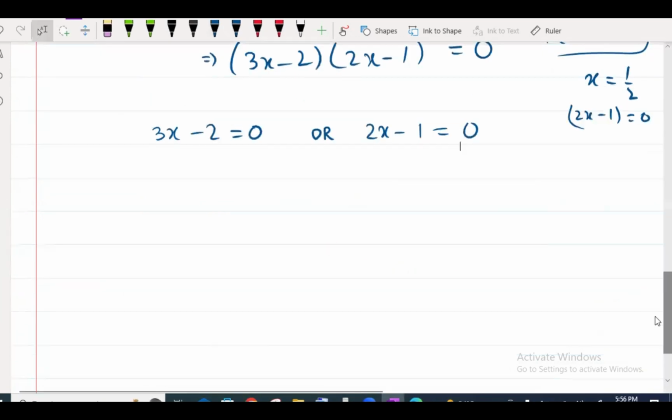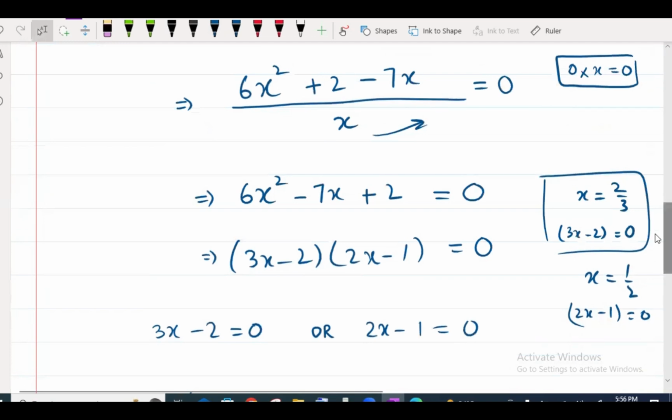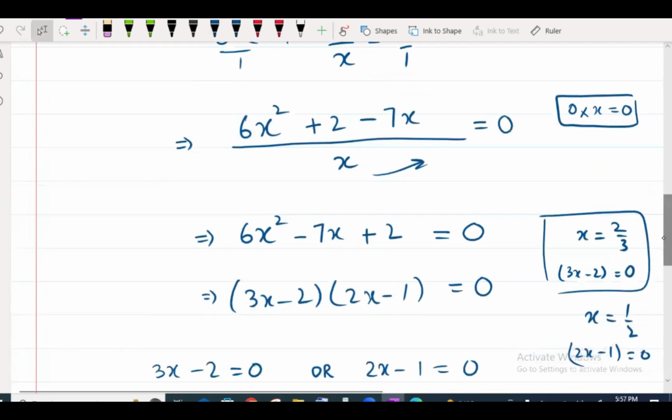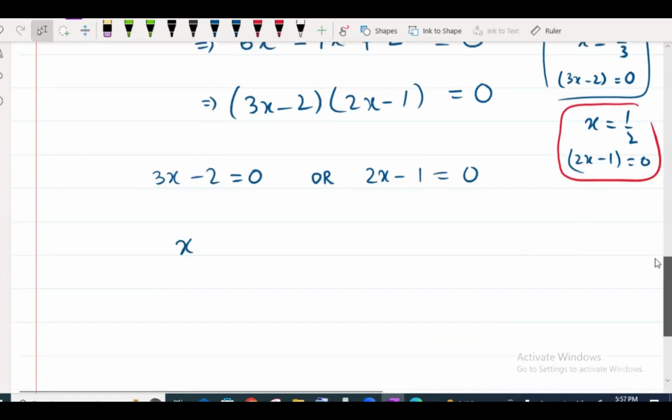Now we get, wait, I have a question. Can you scroll up? Go down, no issue, I'm waiting. Okay. In A level, if you are not using the quadratic formula, you have to show the factorized form, right? Or it is better to show the quadratic formula.